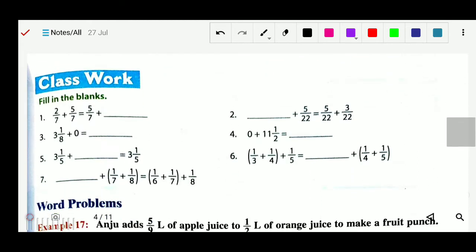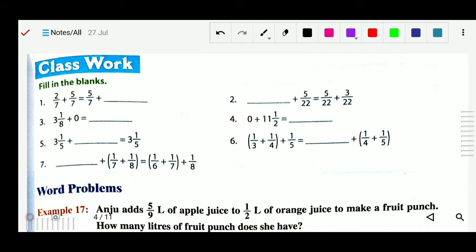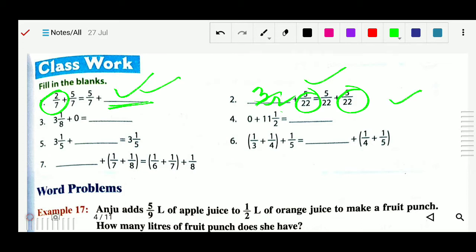Now next you can see, this is your classwork, like 2 by 7 plus 5 by 7. So which one is missing here? Here 2 by 7 is missing, so write here 2 by 7. Here you can see 5 by 2 is here, which one is missing? 3 by 2. So you can write, we only changed the order, here also we changed the order. So which type of property is this? This is the order property. So you can write order.